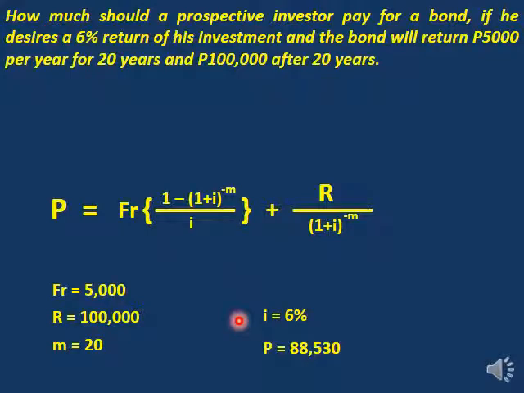Substituting everything to the equation, we can compute that the present worth of this bond is 88,530. Thus, this is the maximum amount an investor can pay to the owner of the bond in order for him to gain an interest of 6% on this investment.